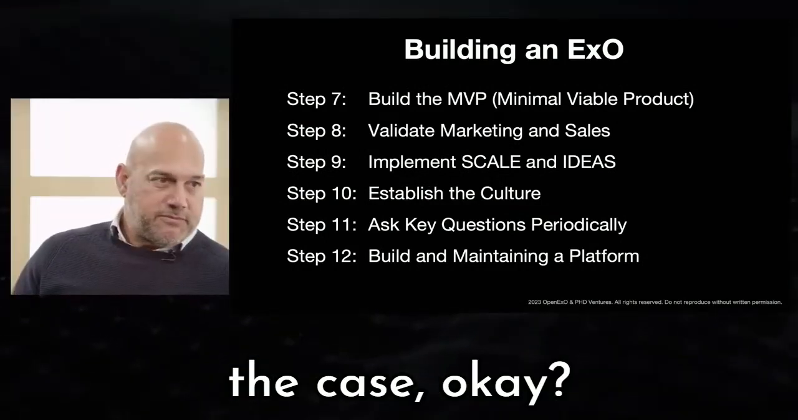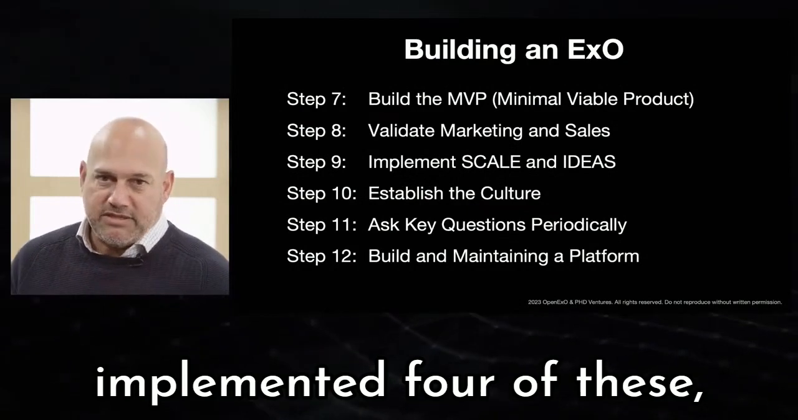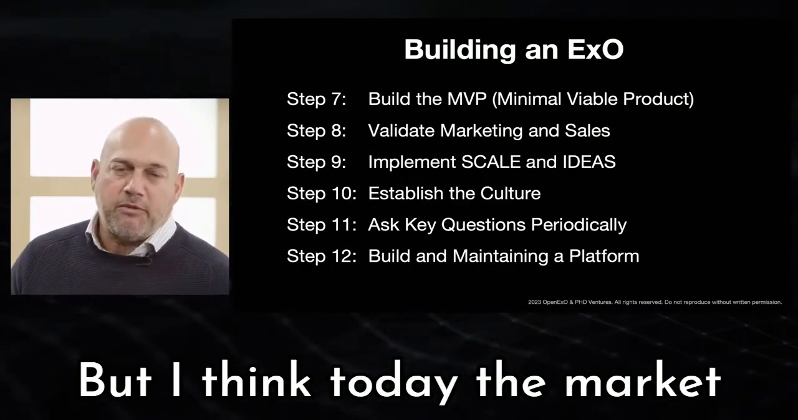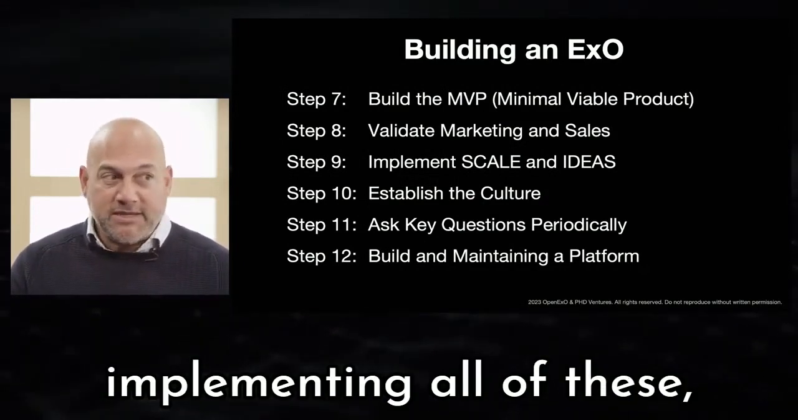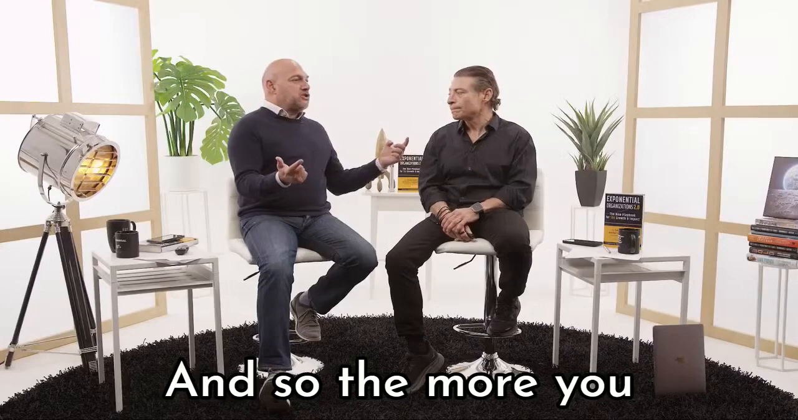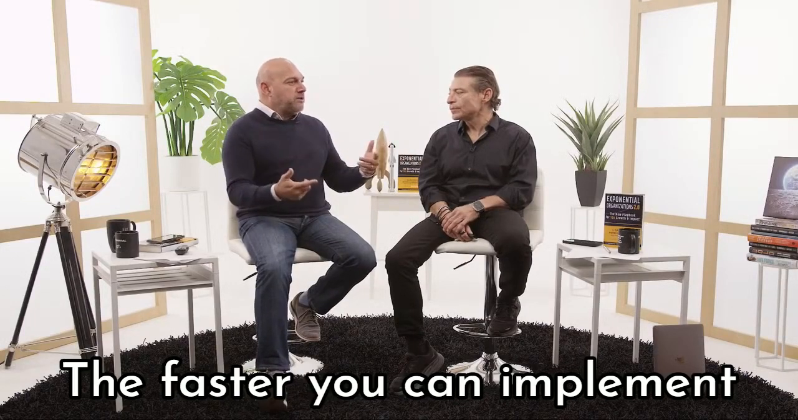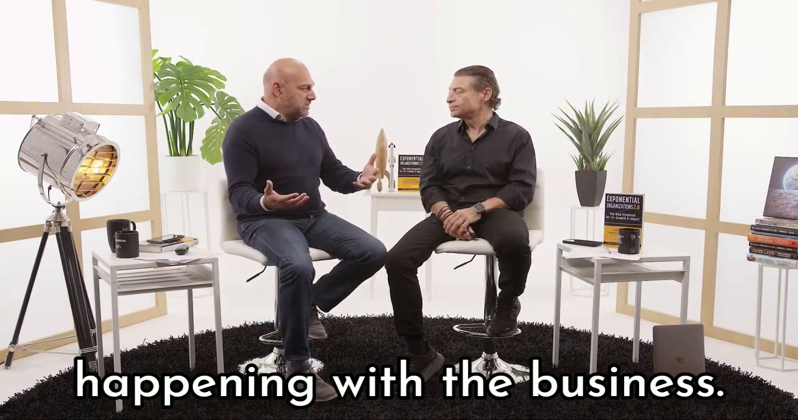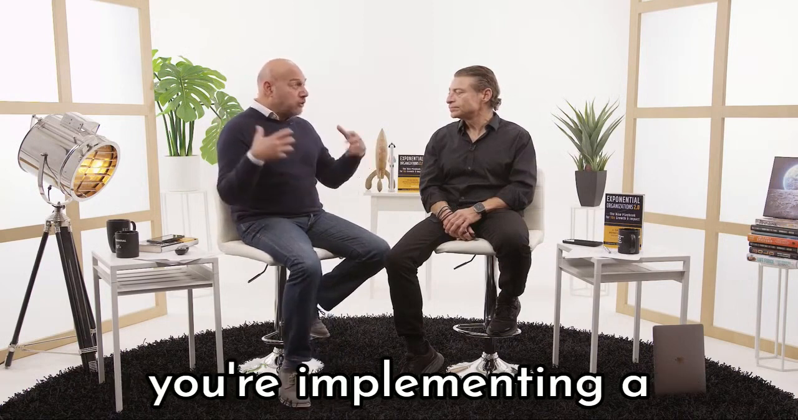That used to be the case. Okay. So in the first book, our research indicated if you implemented 4 of these, then you became an ExO. But I think today the market basically says the data now shows that if you're not implementing all of these, somebody else is, right? And so the more you implement these, the better. And the faster you can implement dashboards, for example, the faster you've got a real-time sense of what's happening with the business.